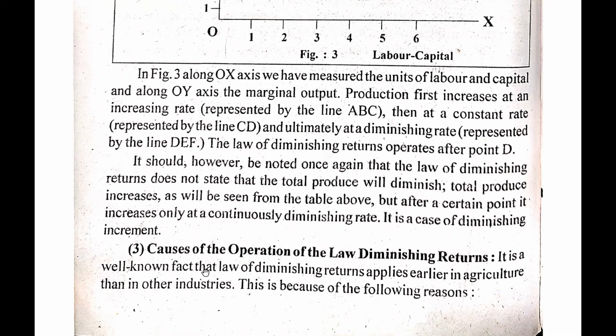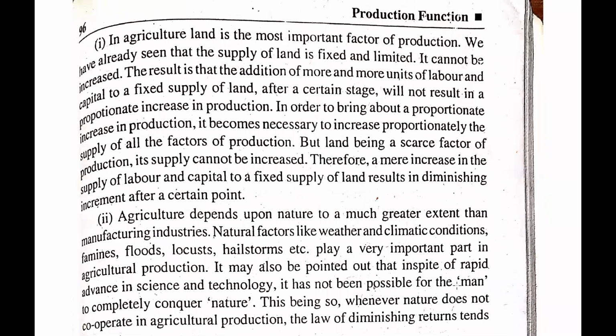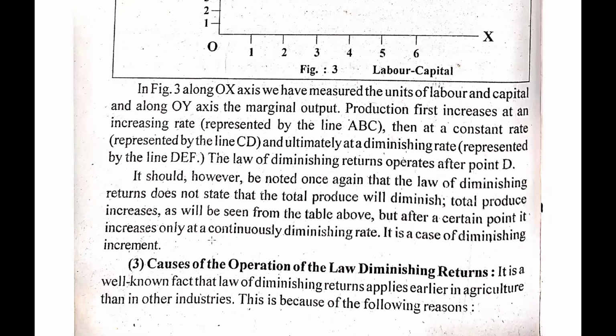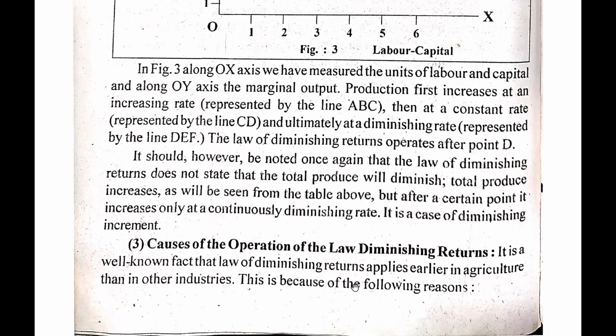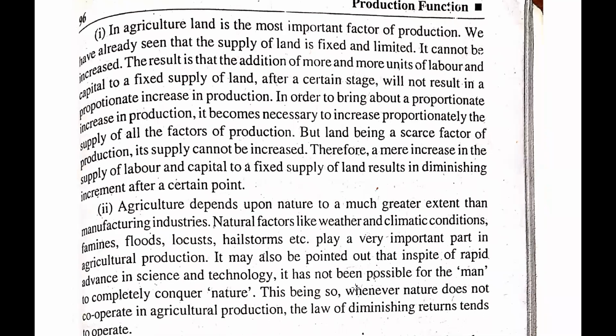It is a well-known fact that the law of diminishing returns applies earlier in agriculture than in other industries. This is because of the following reasons. So guys, why is this law properly suitable in the agriculture sector? Why does it apply in the agriculture sector first and then other industries? So guys, here are some of the reasons for that.